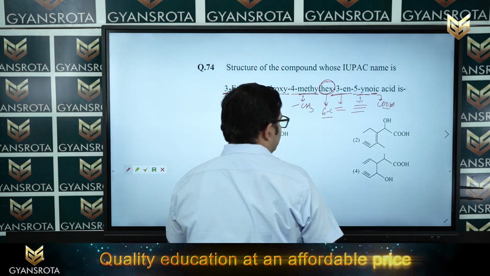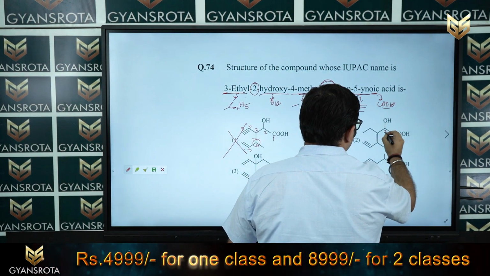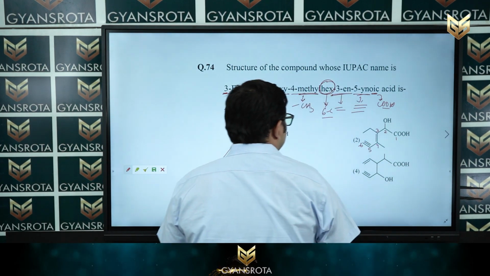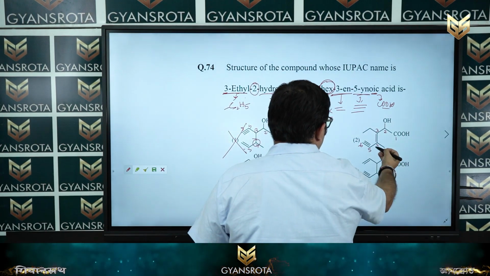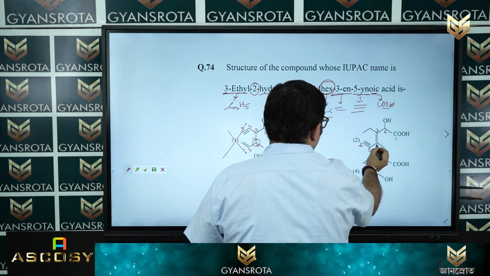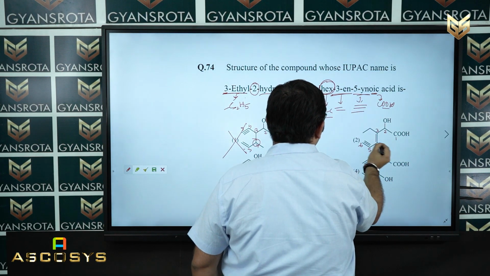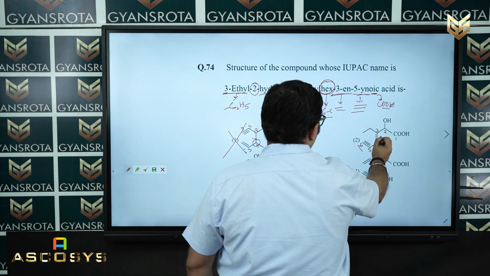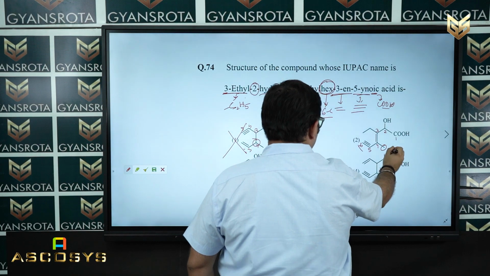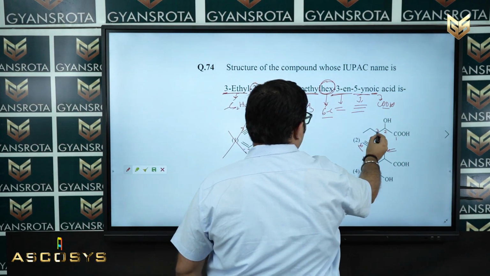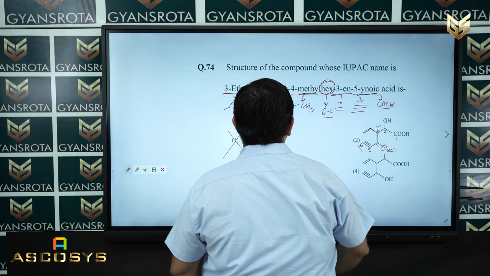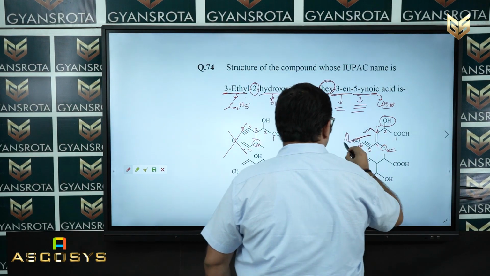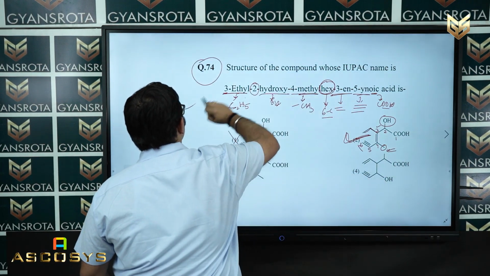Now, if you see option number 2, that is 1, 2, 3, 4, 5 and 6. In the third position we have a double bond here. In the fifth position we have a triple bond here. We have 6 carbons in the parent chain, that is also okay. We have a methyl group in the fourth position, it also matches. We have an ethyl group in the third position, it also matches. We have a hydroxy group on the second position. It means option number 2 is the correct answer of your question number 74.